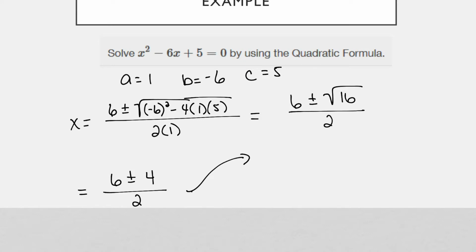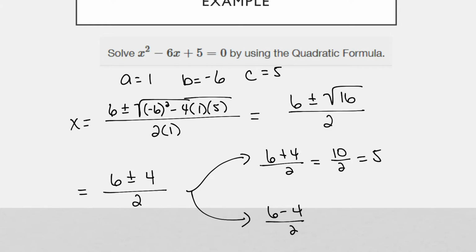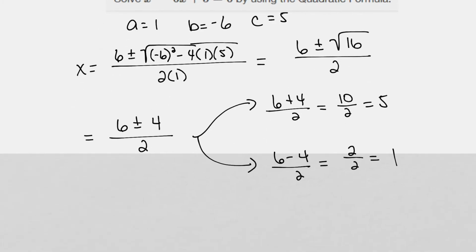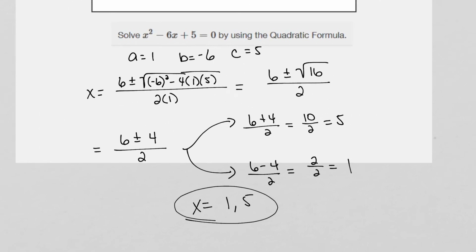Now I'm going to do this twice. 6 plus 4 over 2, and then 6 minus 4 over 2. 6 plus 4 is 10. 10 over 2 is 5. 6 minus 4 is 2. 2 over 2 is 1. So x is equal to 1 and 5. Again, you should check your work. Go back to the original problem and check to see if 1 is the solution, then check to see if 5 is the solution.